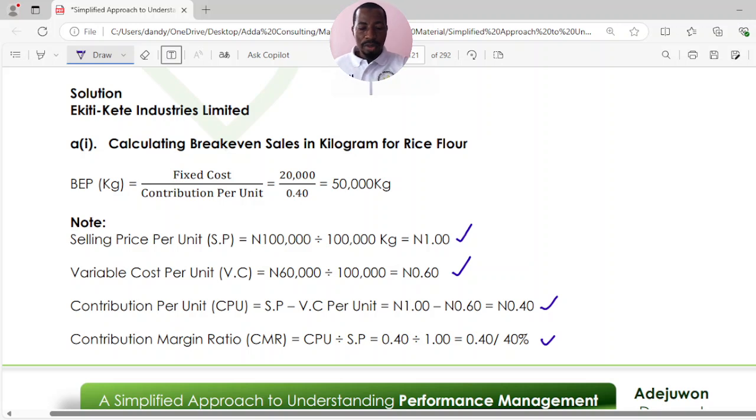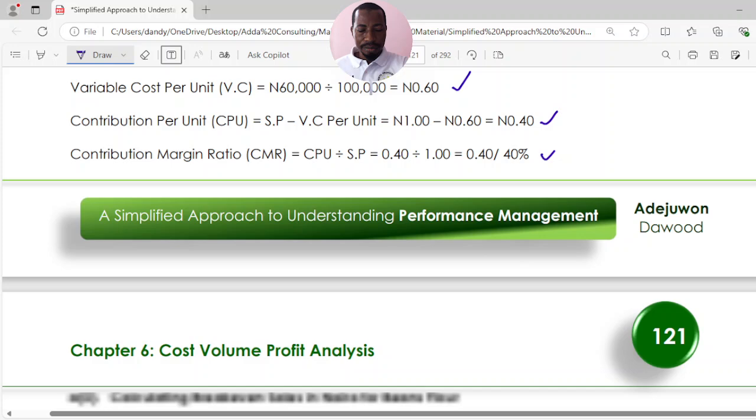But first thing first, in the A1 requirement, you have to calculate the break-even point in kilogram for rice flour. So the fixed cost of rice flour is 20,000. Contribution per unit of rice flour is 40 kobo. When you do that, that's what produced the 50,000 kilogram.